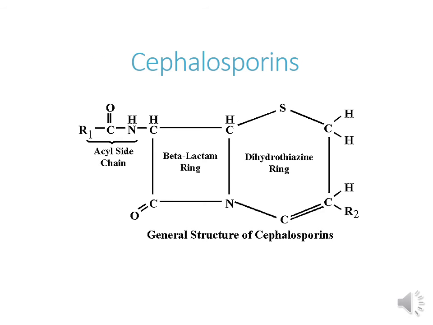Moving on, we then have our cephalosporins. Notice how they have a very similar beta-lactam ring, but everything else is kind of different between them. So the R chains are going to be different. They have this dihydrothiazine ring here. This is basically the general structure for all the cephalosporins, all the generations that we'll end up talking about.